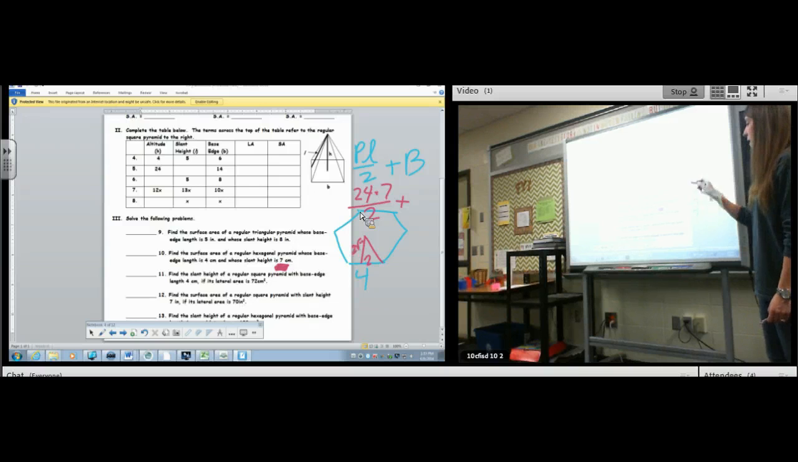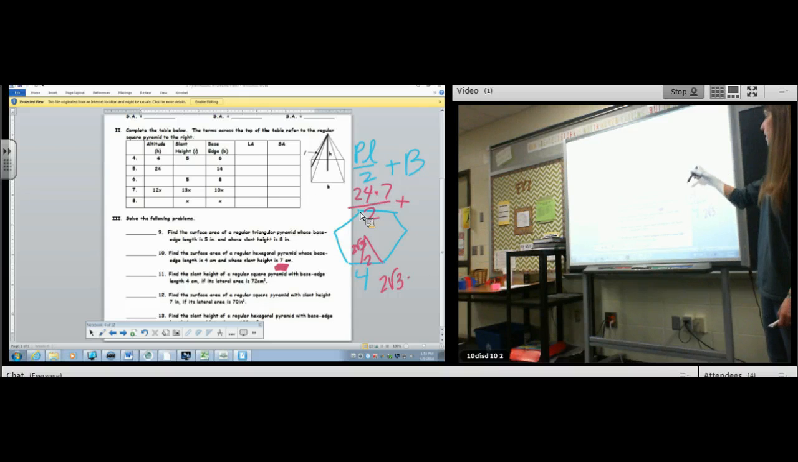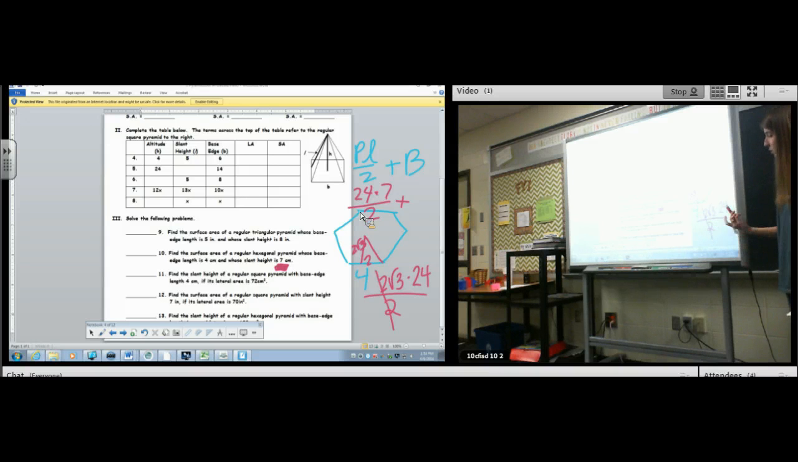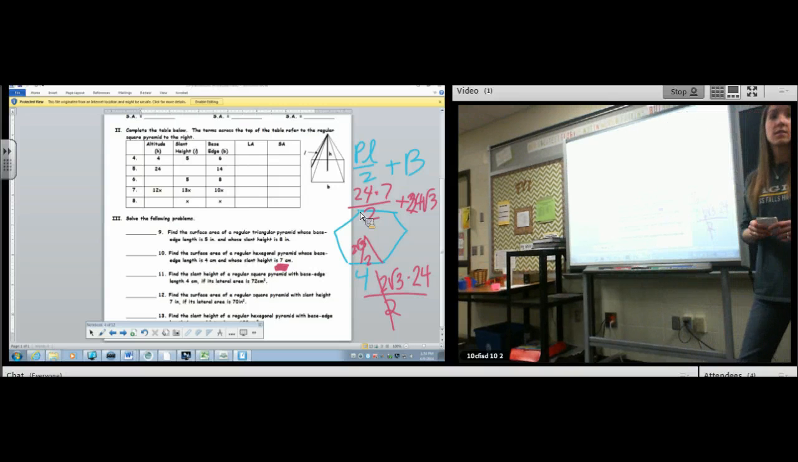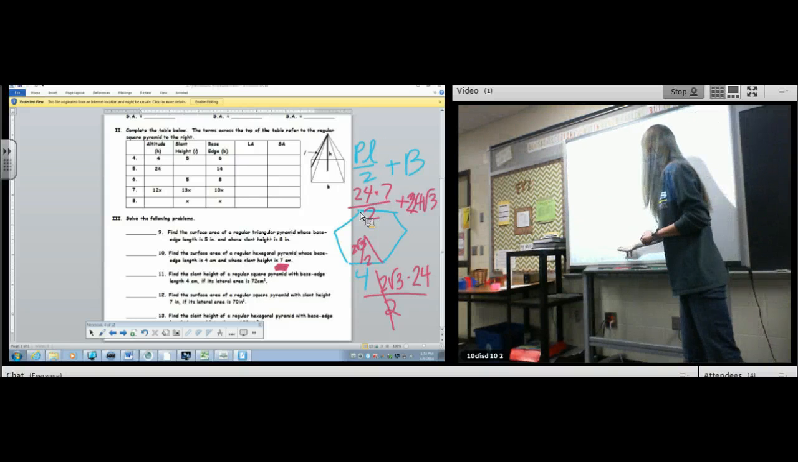2 root 3. So apothem times, oh, we already found the perimeter, 24, divided by 2. What cancels? 2. So it's 24 root 3 right there staring at us. So it's that plus 24 root 3. Is that okay? Like, okay. Anything else, Jenny? You want to add one to it? Oh, I thought you were going to ask that one. I'll work it very quickly.